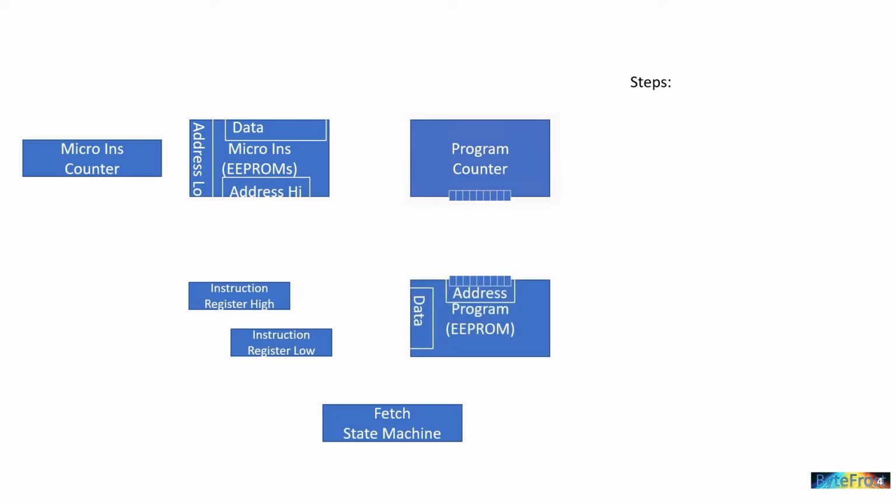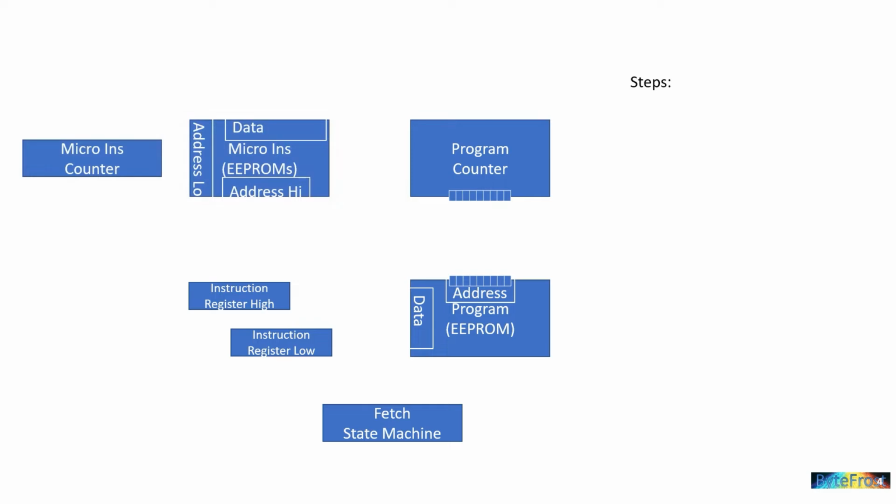We also have the program counter, which keeps track of what the current instruction is in the program EEPROM. The current instruction is stored in the low and high instruction registers. The reason we have two, as you may remember, is due to each instruction being 16 bits long, but each register only being 8 bits long. The current instruction's opcode is sent to the microinstruction EEPROMs to specify to the CPU which instruction we want to execute, and the microinstruction counter keeps track of the current microinstruction in order to run the current instruction's microcode.